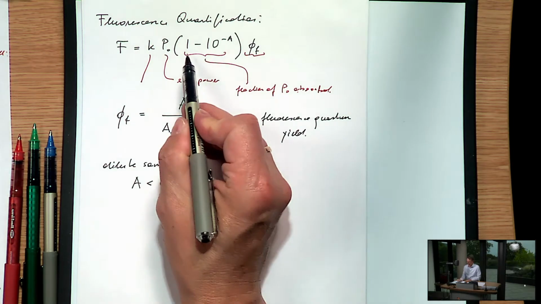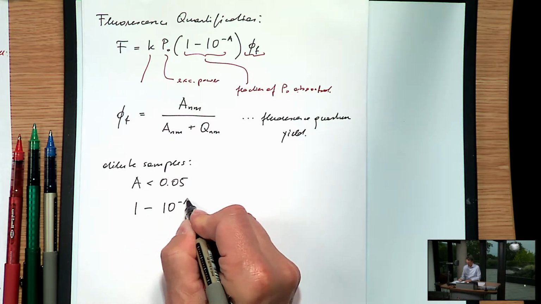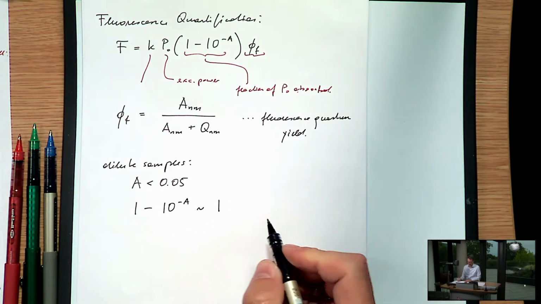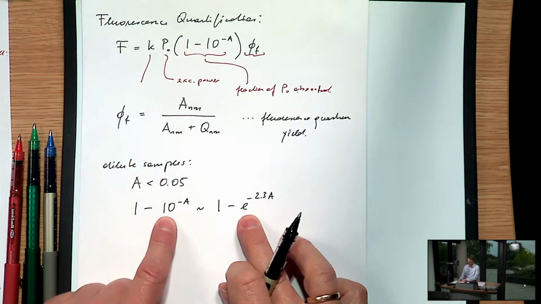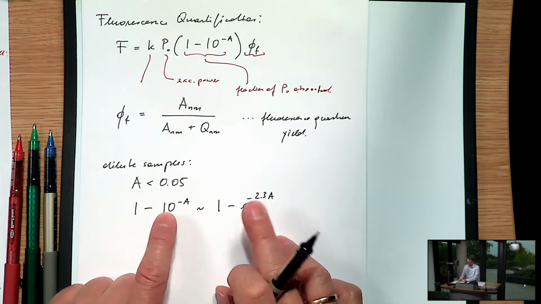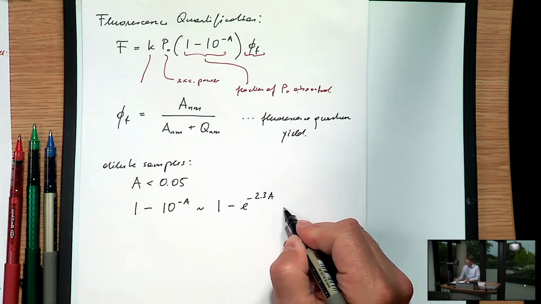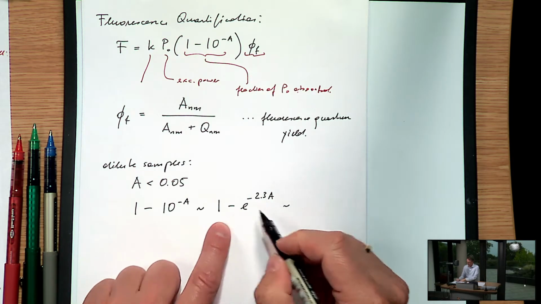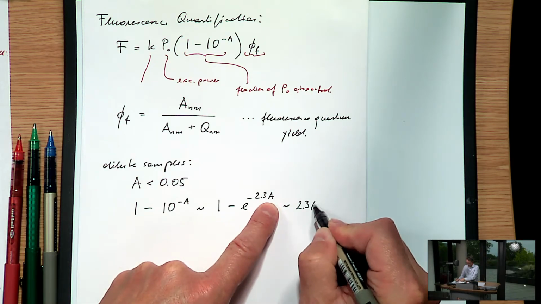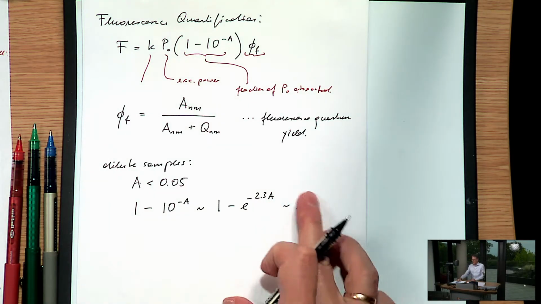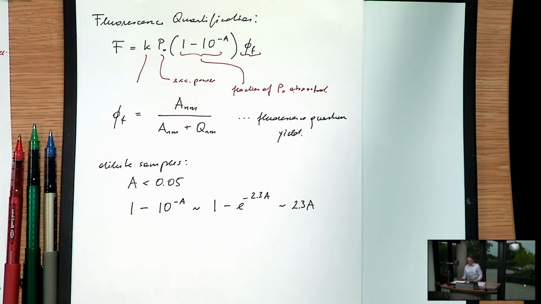In that case, this fractional absorbance is just given by 1 times e to the minus 2.3A. So this is just turning this into a natural exponential here, so 10 to the minus A is equal to e to the minus 2.3A, and so you can do a series expansion of this, and then that becomes, for small A, just 2.3A, okay? And that is a good approximation for most fluorescence situations that we encounter.